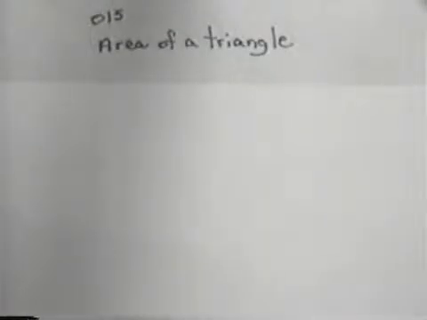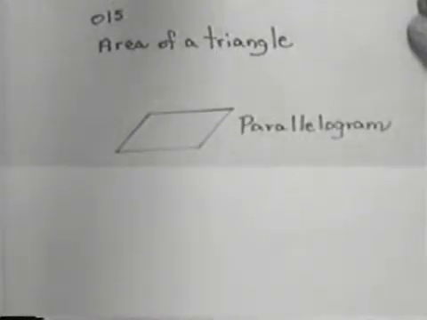The first thing we want to work with today is finding the area of a triangle. In order to find the area of a triangle, or to come up with a formula for an area of a triangle, we're going to first go back and see what we remember about a parallelogram. You see here a parallelogram. Remember, a parallelogram was a quadrilateral in which the opposite sides were the same length and parallel.